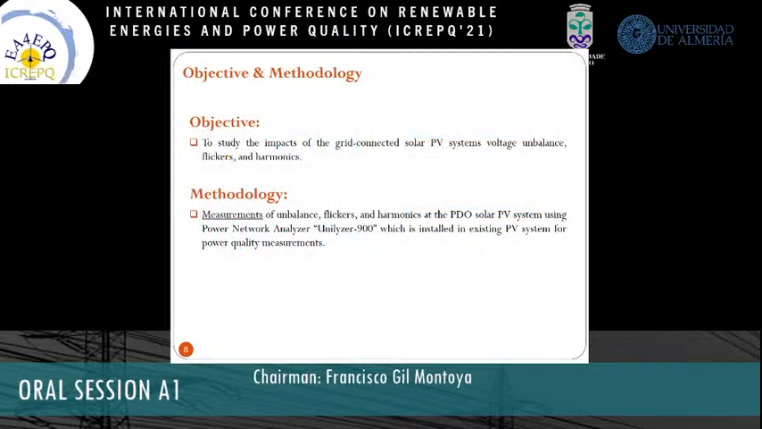The main objectives of the paper is to study the impact of grid-connected solar PV system on voltage unbalance, flickers and harmonics, the measurement of unbalance, flickers and harmonics at PDO solar PV system using Power Network Analyzer, which is installed in the existing solar PV systems for power quality measurement.